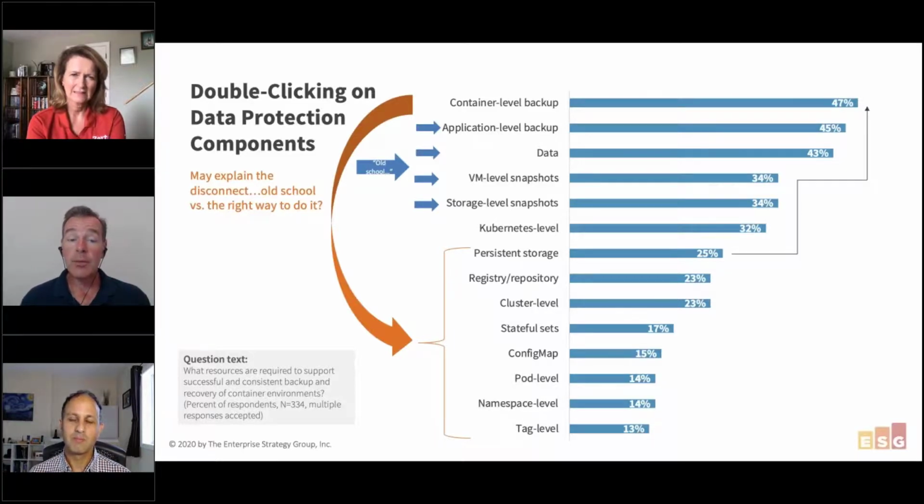And the point I want to make is that all of those should have been at the same level if you knew what you were doing. And of course, you could do application level backup. You certainly should back up the data. That's important. You can do VM level snapshots. It's not necessarily going to give you, with those old school approaches, the level of reconciliation you really need to get for disaster recovery or for actual backup and recovery.